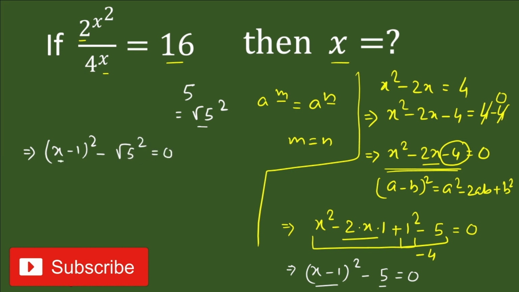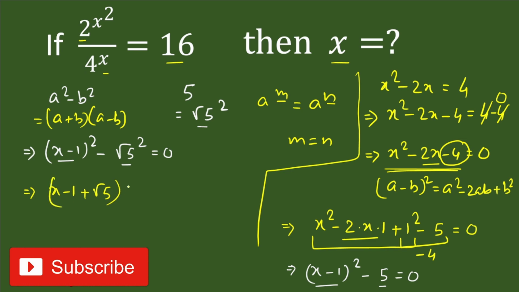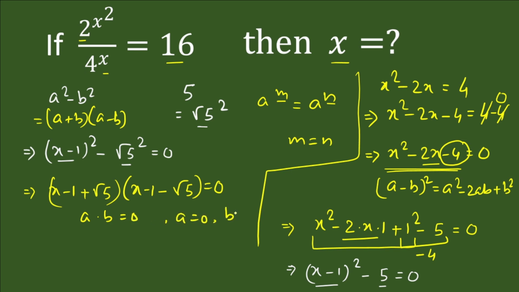Now again it is in the form of a squared minus b squared. The formula for it is a plus b multiplied by a minus b, right? Similarly here a is x minus 1 and b is square root 5. So we can write this expression as x minus 1 plus square root 5, multiplied by x minus 1 minus square root 5, and that's equal to 0. Now here the multiplication of two factors is 0. So we can write either a is equal to 0 or b is equal to 0, or both the terms a and b are equal to 0.